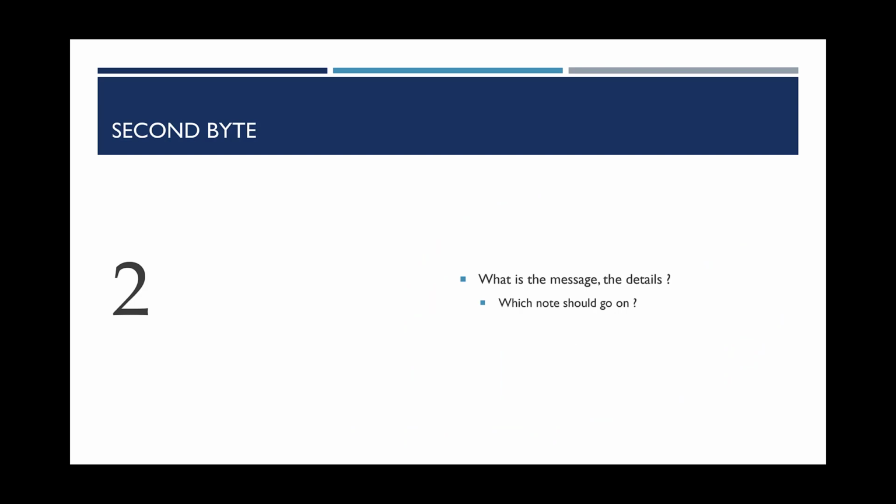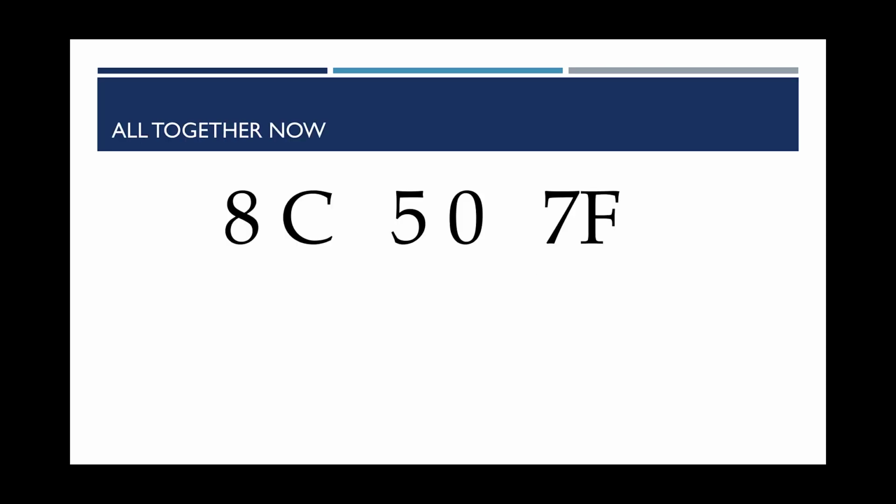Now the second byte has to tell you the details. If your first byte said, okay, I'm giving you a note, the second byte has to say which note. And then the third byte finishes up the rest of the details. How loud is that note? So here it is. This is MIDI.